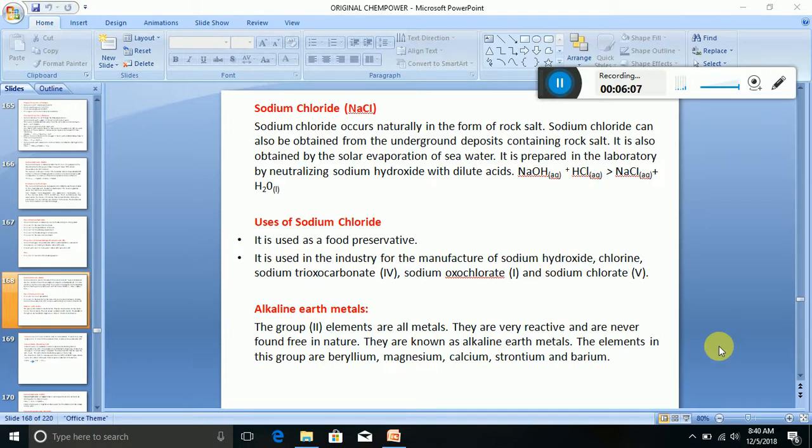In subsequent classes, we are going to be looking at alkaline earth metals. We've looked at alkali metals, checking out sodium. Thank you. God bless you.